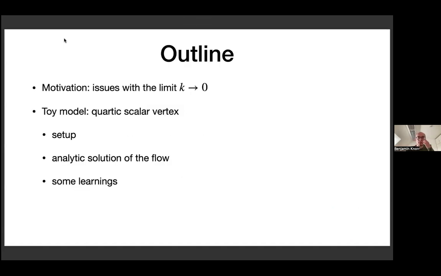Brief outline. I want to first start with a short motivation, with the issue that motivated this paper for me, namely the limit k to 0. This has been bugging me for a few years already, and I'm very happy that I finally understood what's going on there. With this problem stated, I'll present a toy model, namely an approximation of the quartic scalar vertex, where the setup is so simple that we can learn something analytically, but still understand some of the momentum dependence that will be a key player in this.